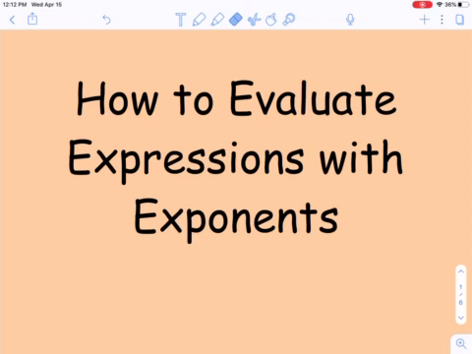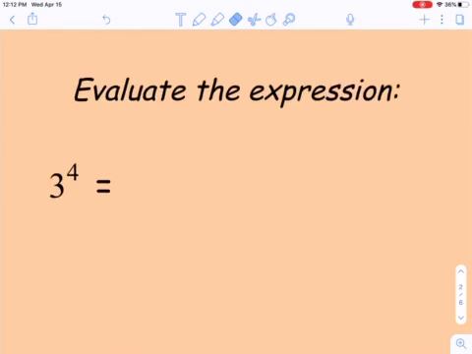We are going to talk about how we evaluate expressions with exponents. We started to do that in the last video, but we're going to take a more deliberate look at what we're doing. Pretty much the idea is you're going backwards. We went from writing a bunch of factors to writing something with a base and an exponent. Now we're going to do it the other way.